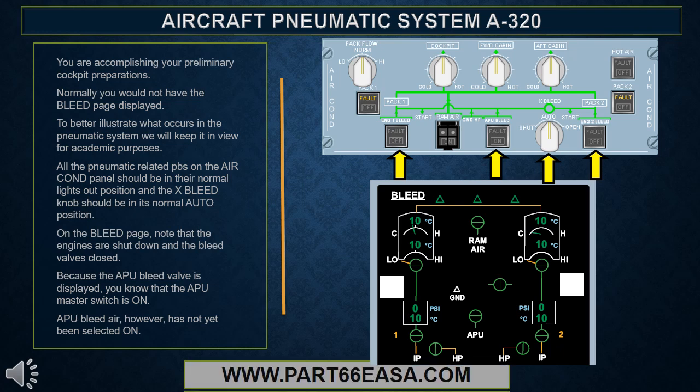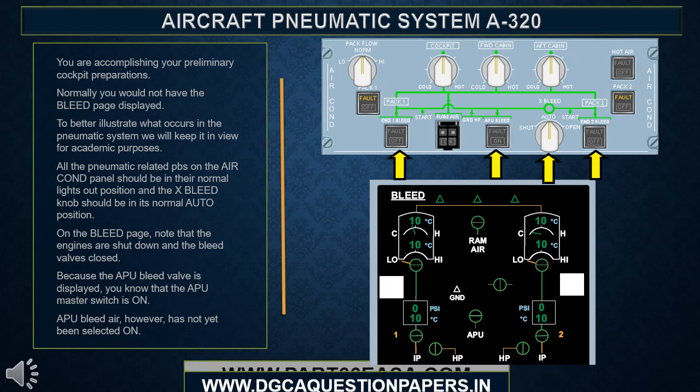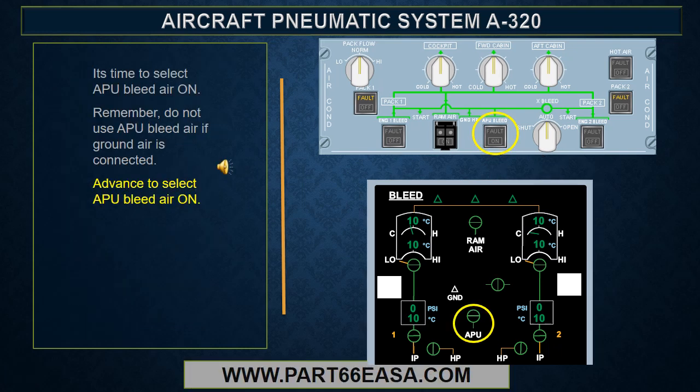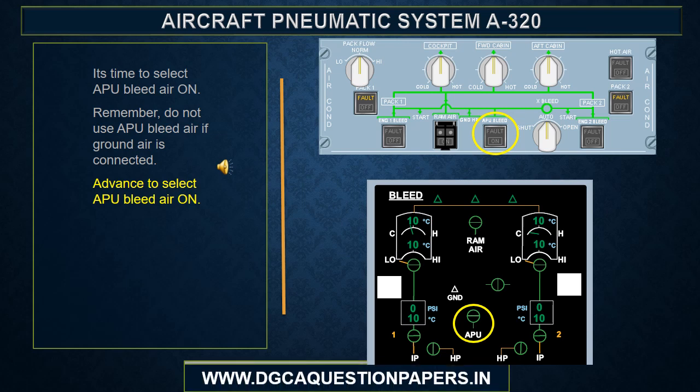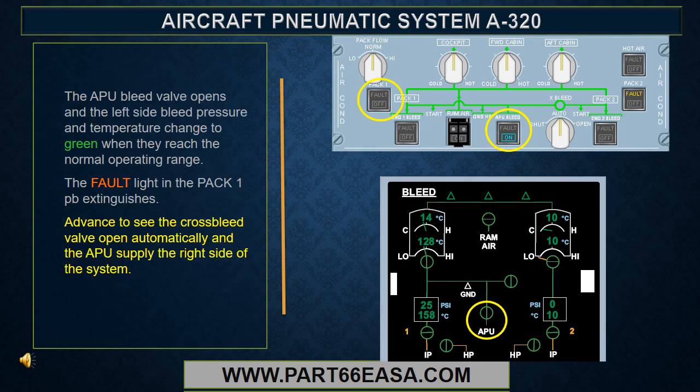On the bleed page, note that the engines are shut down and the bleed valves closed. Because the APU bleed valve is displayed, you know that the APU master switch is on. APU bleed air, however, has not yet been selected on. It's time to select APU bleed air on. Remember, do not use APU bleed air if ground air is connected. Advance to select APU bleed air on.